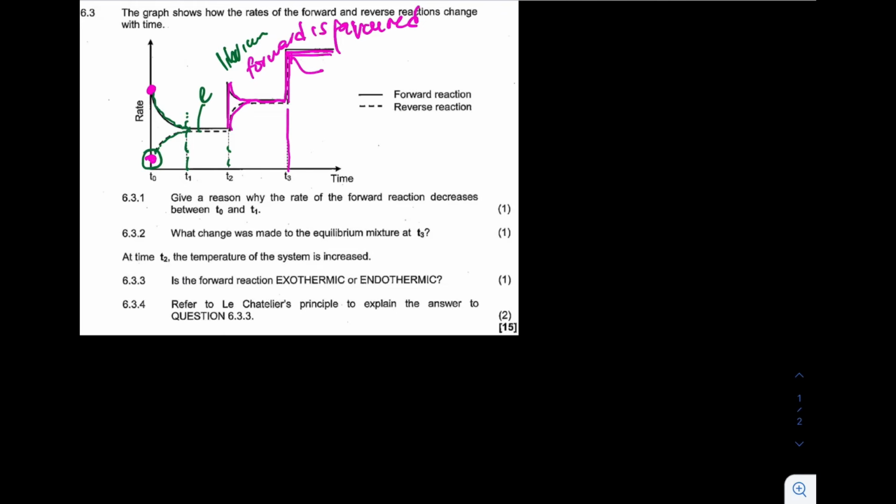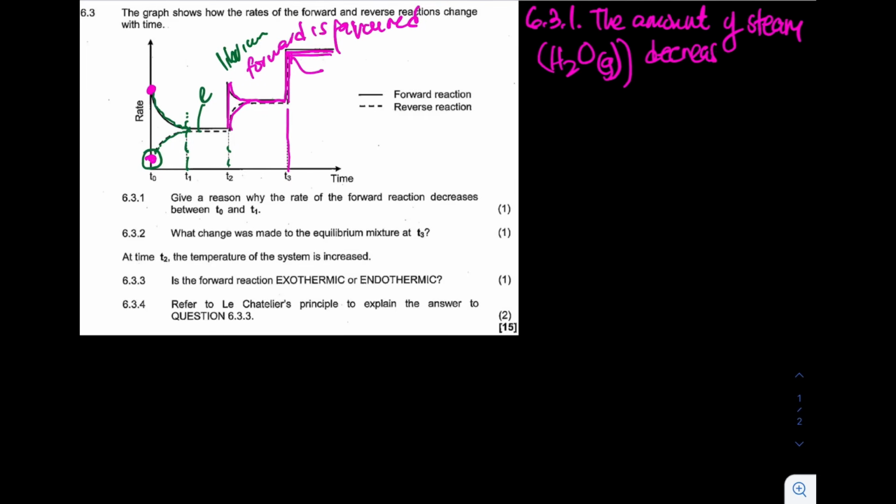It says, give a reason why the rate of forward reaction decreases between T0 and T1. 6.3.1. It's because, as I've mentioned there, the amount of steam decreases or is used up. What is steam? It's H2O, the hydrogen oxide, which is the water in a gaseous state.